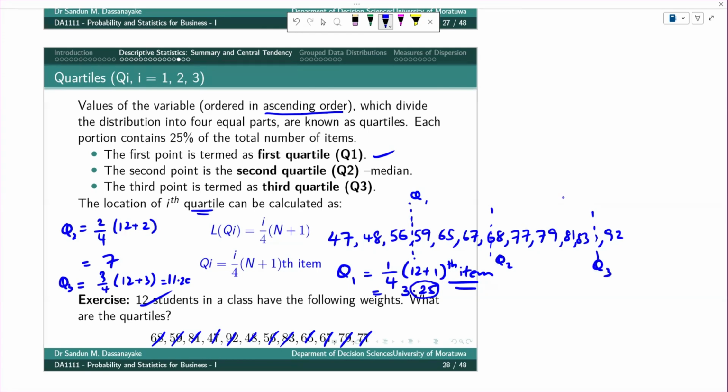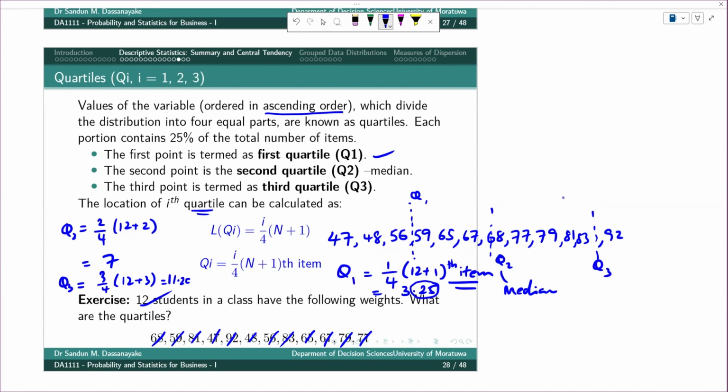For 68, we have, yes, that's the Q2. 68, right? 1, 2, 3, 4, 5, 6. So 7 actually is the median. This is actually the median. Q2 is the median. Now, how do we get Q1 and Q3?